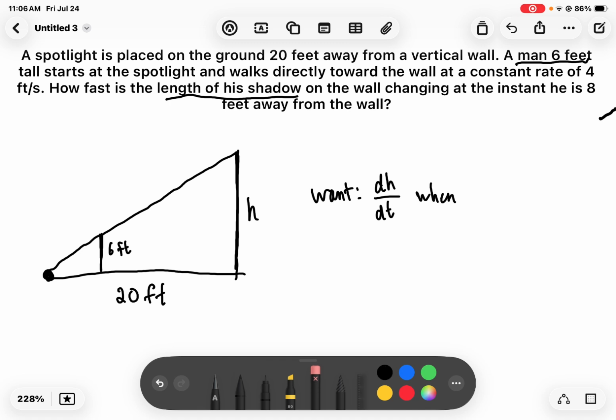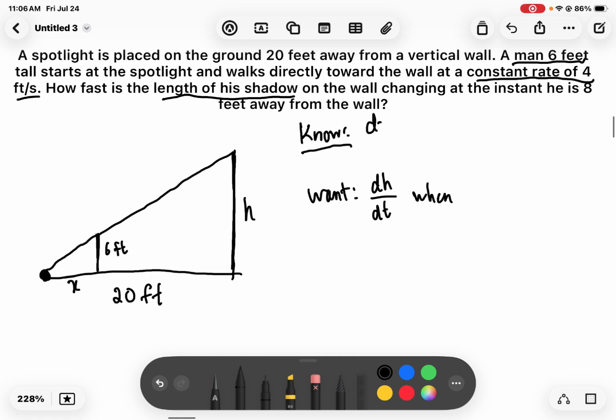So now we have to be very careful. First we're given that he's walking toward the wall at a constant rate of 4 feet per second. So what does that mean? Well, if we let x be the distance from the man to the spotlight, it's basically saying that we know the rate of change of x with respect to time is equal to 4 feet per second. That's what that means.